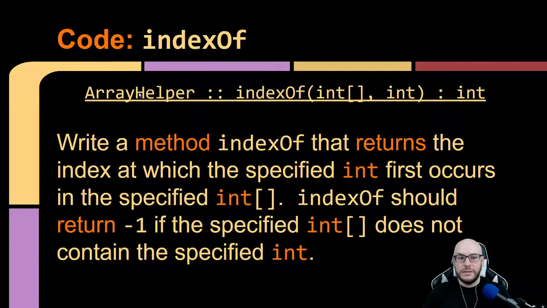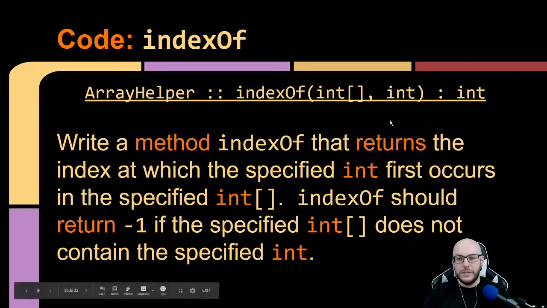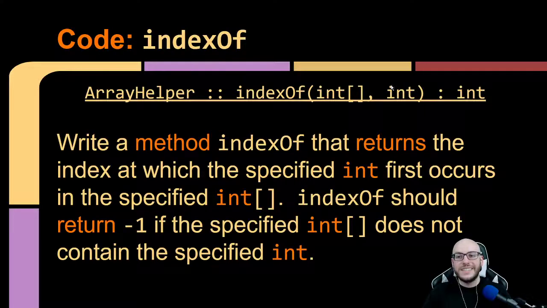This method, indexOf, is going to be in our ArrayHelper class. It's going to take in an integer array as well as an integer. Okay, so things can get a little bit confusing here. Write a method indexOf that returns the index at which the specified int first occurs in the specified integer array. indexOf should return -1 if the specified integer array does not contain the specified int. What I am saying about what is confusing is that we're looking through an integer array. This is an element that we're ultimately looking for. But what I am returning is the index at which it occurs.